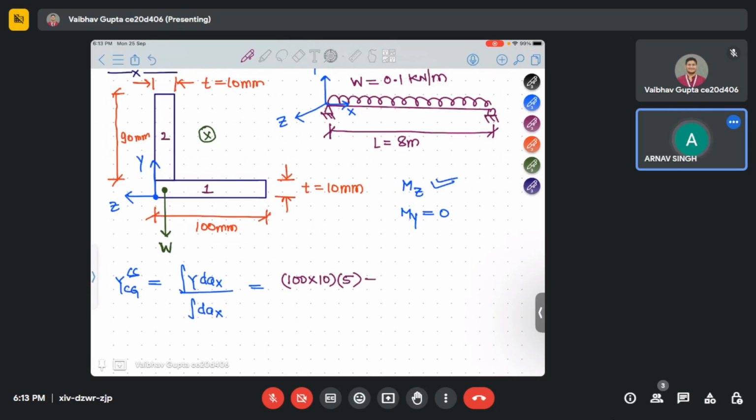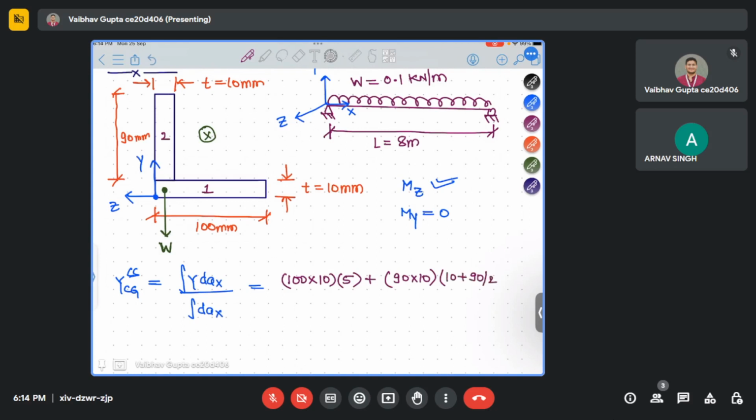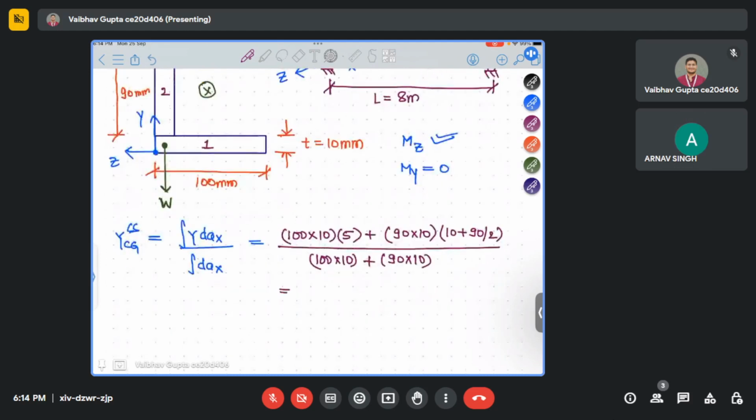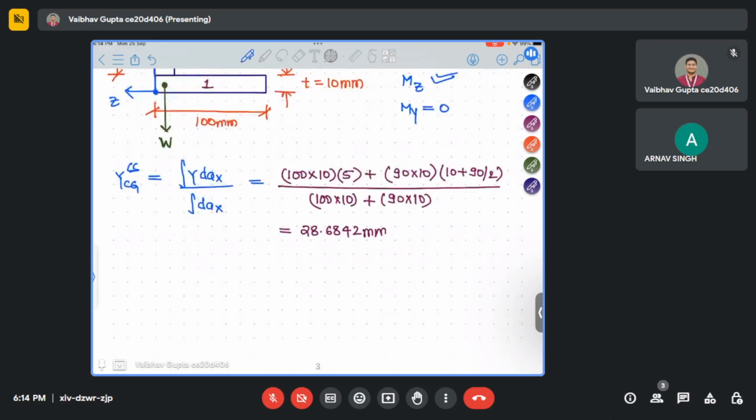That is t by 2, plus the area of the second element, 90 into 10, and CG of the second element in the y direction is 10 plus 90 by 2. Divided by the total area of element 1 and element 2. If you calculate this, it will come out to be 28.6842 mm.